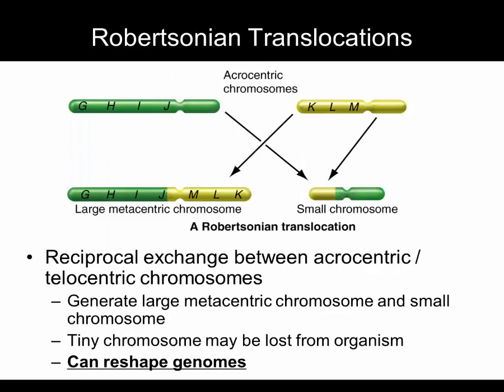Another interesting aspect of translocation is the Robertsonian translocation. This is a reciprocal exchange between 2 acrocentric or telocentric chromosomes that leads to the formation of a large metacentric chromosome. Oftentimes, the tiny second chromosome resulting from such a translocation has little to no important information on it and can be lost. Events like this can cause problems, but they can also reshape a genome.